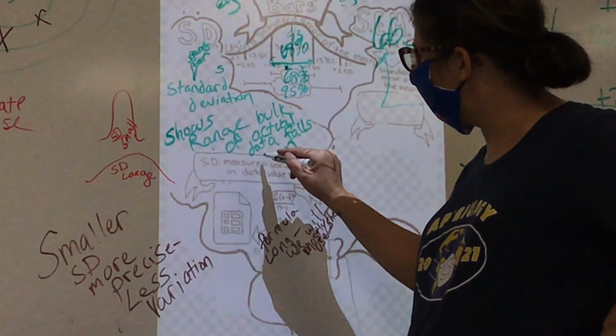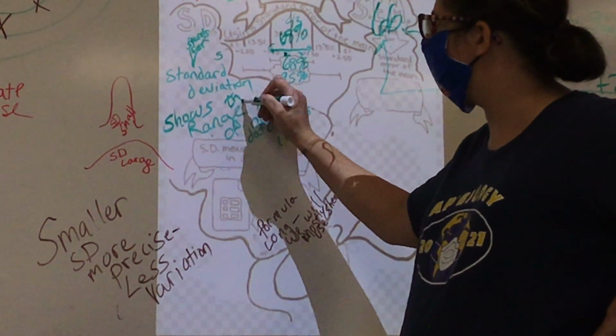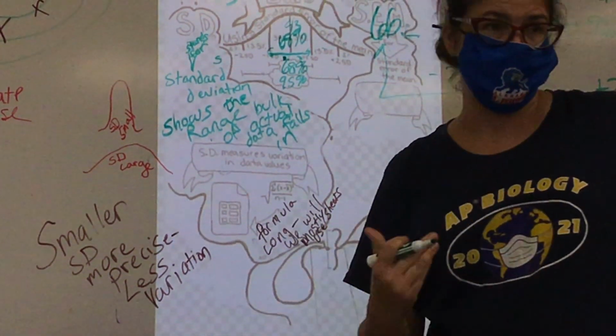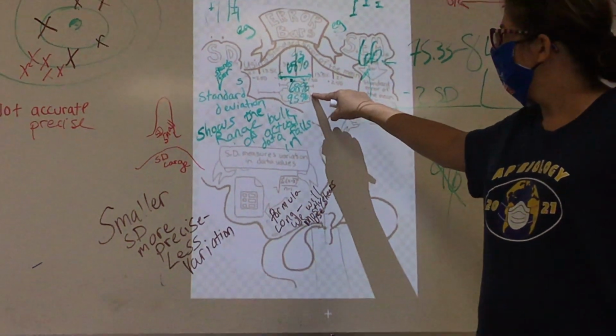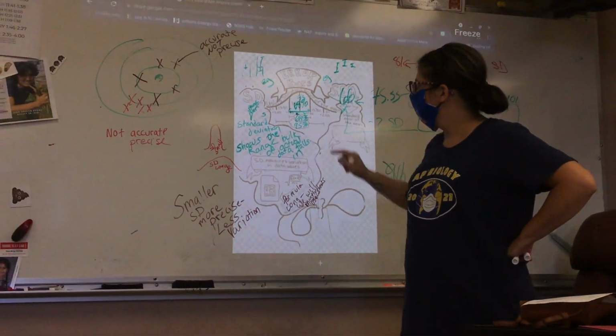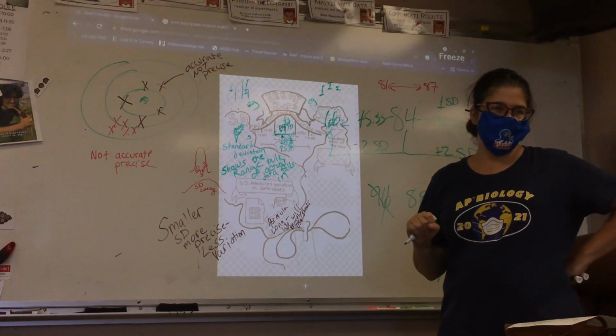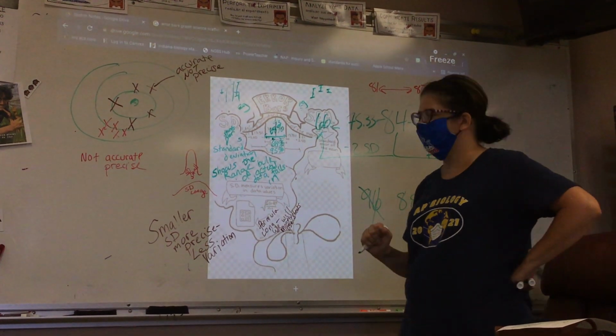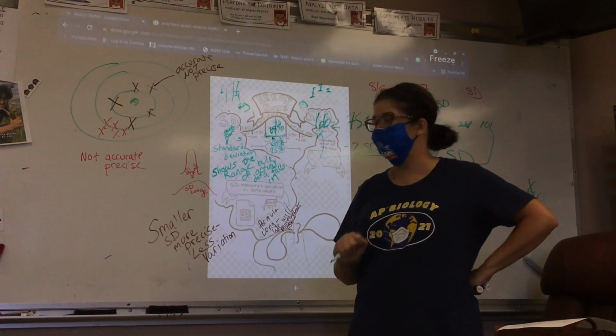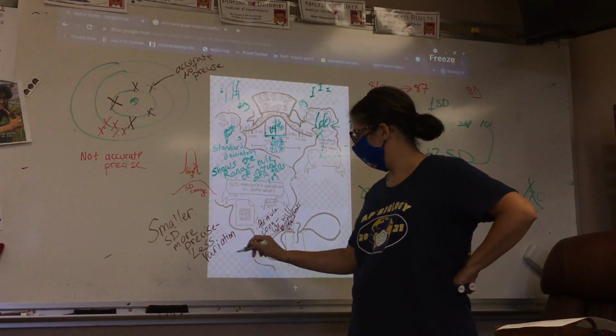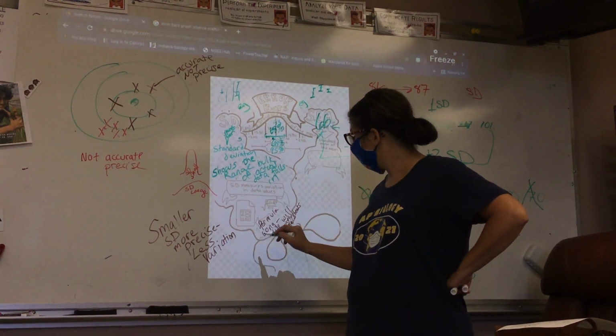Bulk of actual data falls. Oh, it shows the range that the bulk of the data falls in. That's what this does. Okay? We can see where most of it falls. It's good for seeing how varied our data is. Okay?